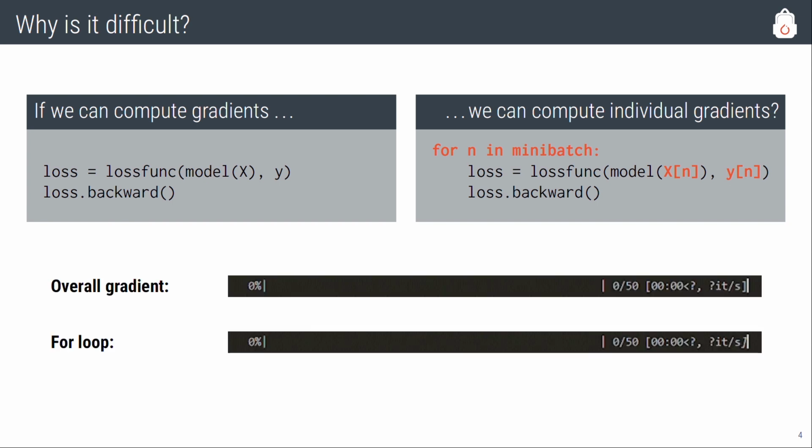Here's an example comparing the computation of the overall gradient in one go and the for loop approach computing individual gradients before averaging them over 50 iterations. The for loop is terribly slow, even though both approaches perform the same mathematical operations. This example only has 128 samples in a mini-batch and already loses a factor of 10 in the computation time due to less factorization on the hardware.